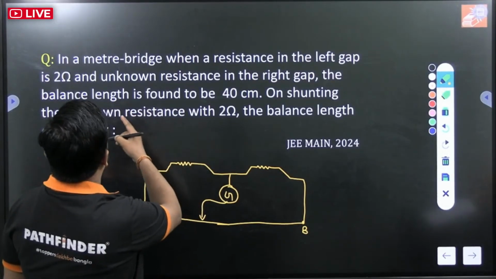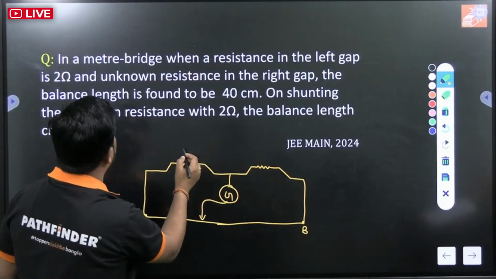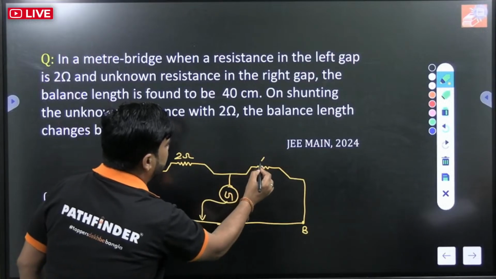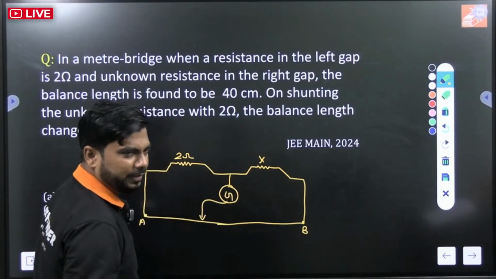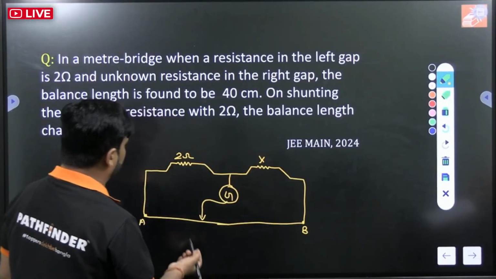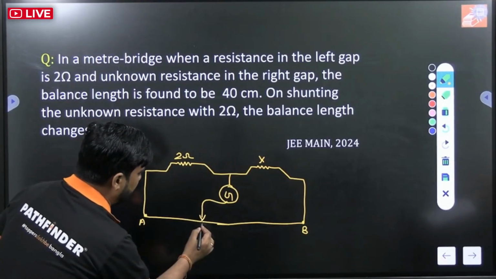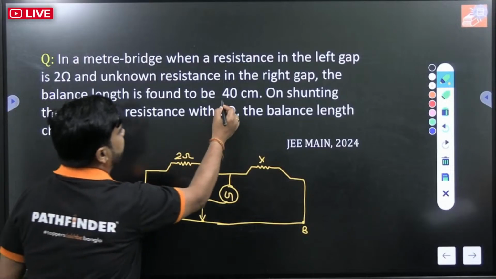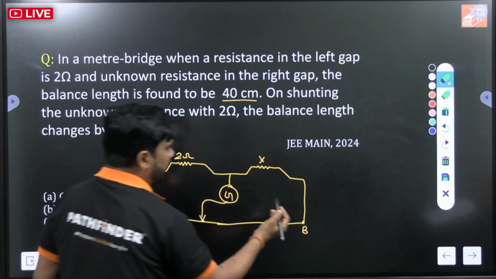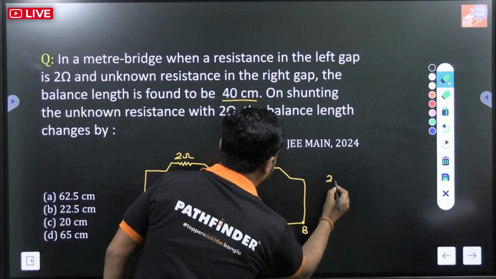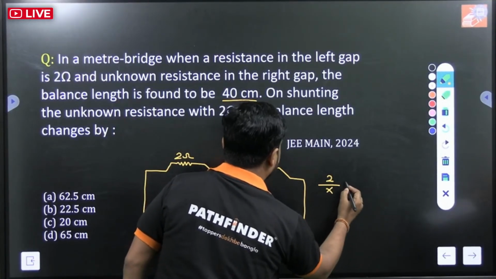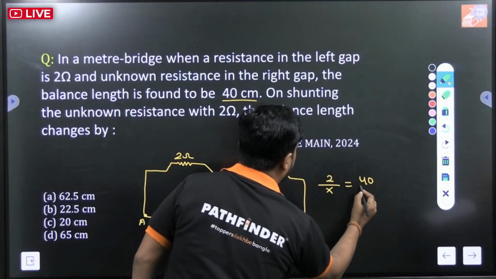In a meter bridge, when the resistance in the left gap is 2 ohm, it is already given as 2 ohm. And let us assume the other is X. We don't know the value of this. This is the unknown resistance. And initially at what length is the balance point obtained? 40 centimeter. So can we say that 2 divided by X is equal to 40 by 100?